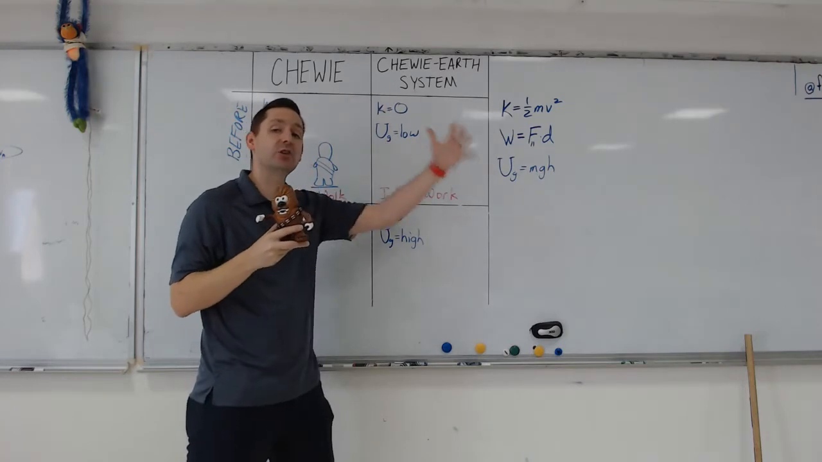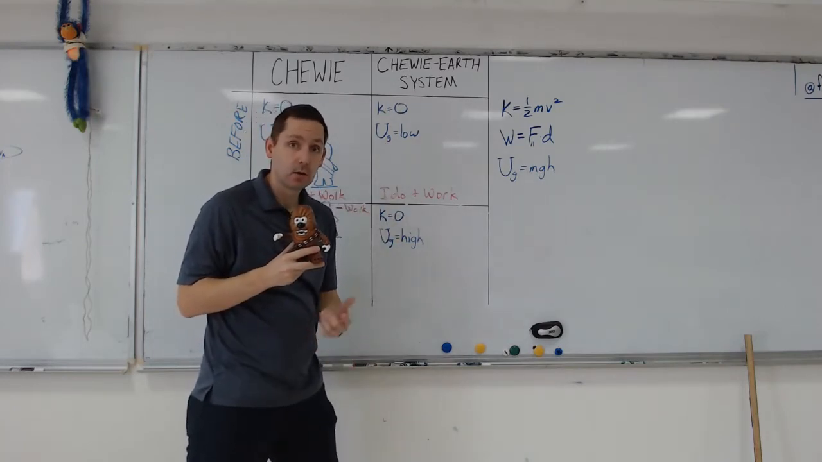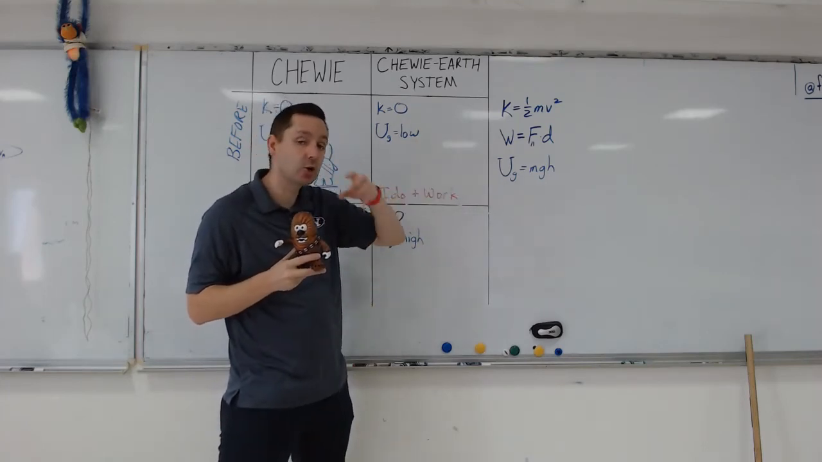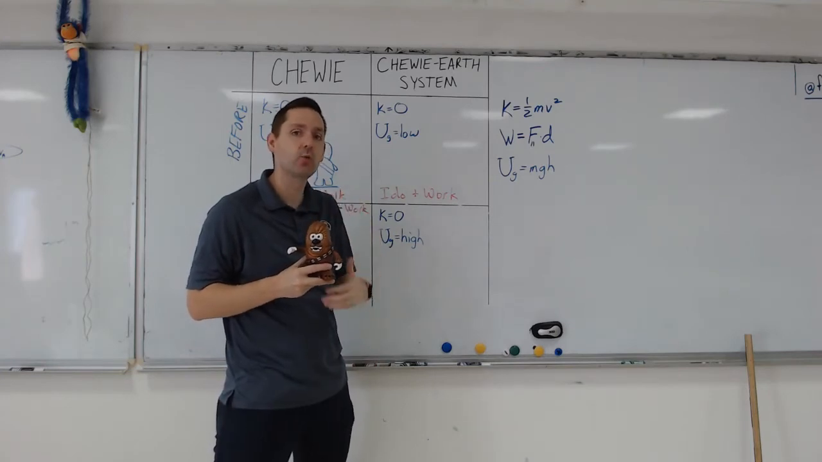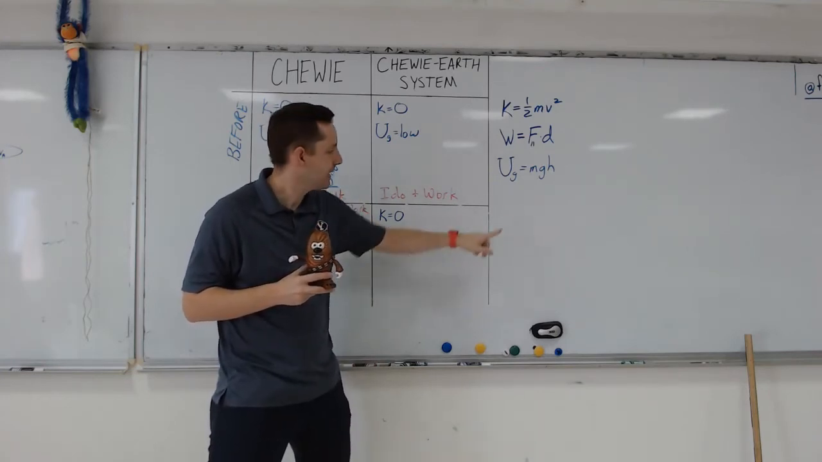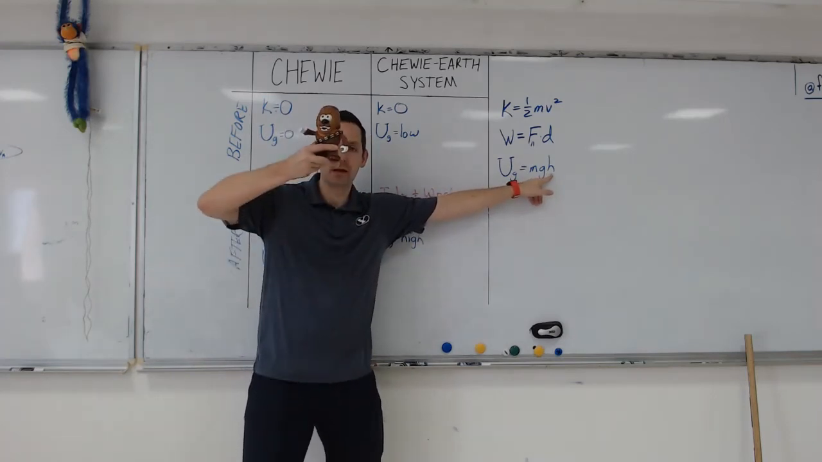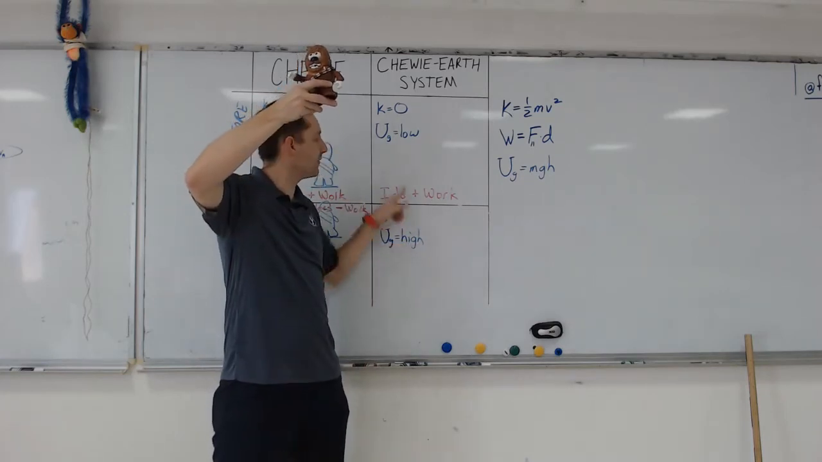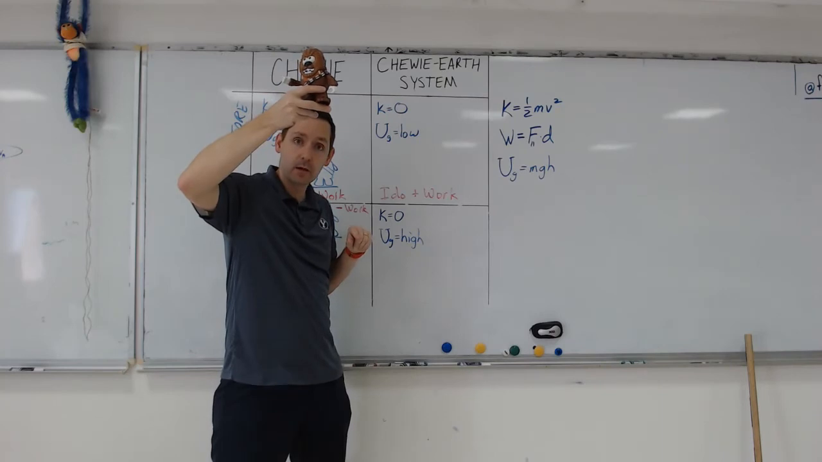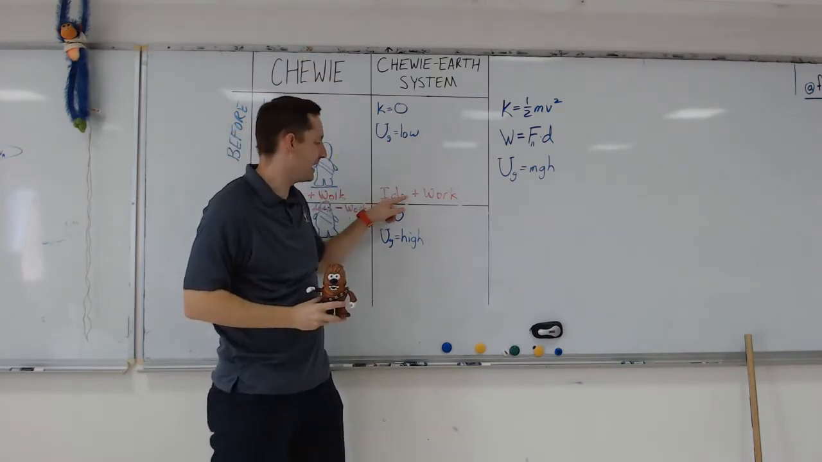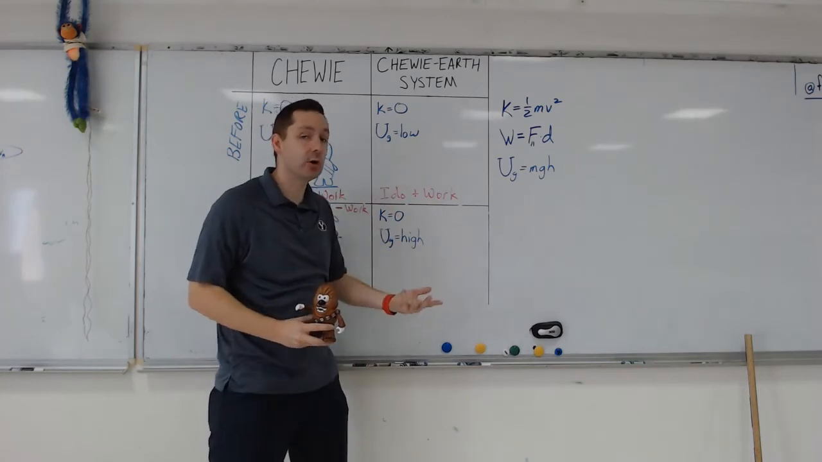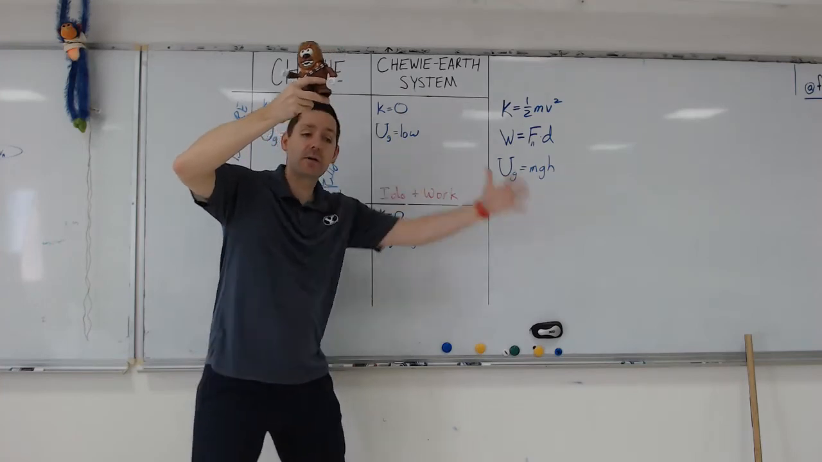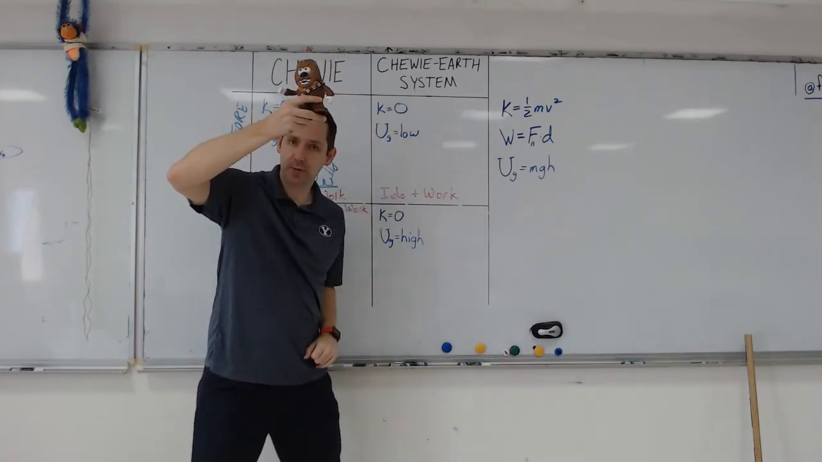However, when I look at the Chewy Earth system, that now includes gravitational potential energy. It includes the interaction between Chewy and the Earth, which means he can have gravitational potential energy. If the height increases, then the gravitational potential energy increases. So as he goes up, he will now have a higher gravitational potential energy than he had before. So I do positive work. Where does that energy go? It doesn't go into kinetic energy this time. It goes into the gravitational potential energy of the larger distance between Chewy and the Earth now.